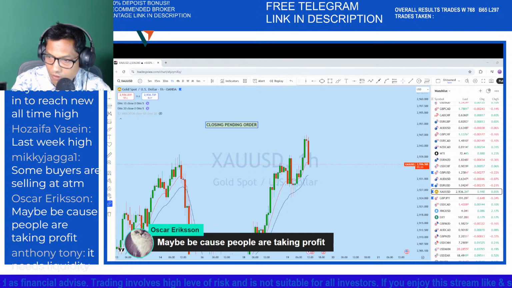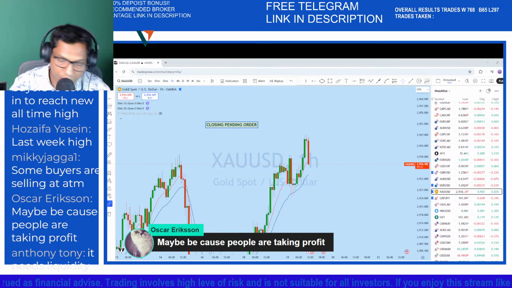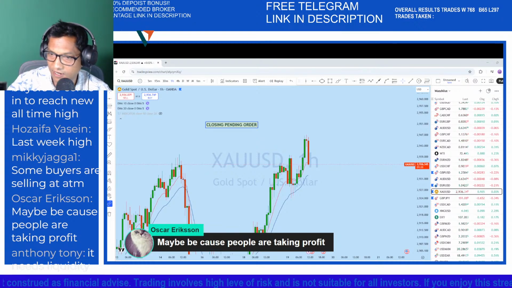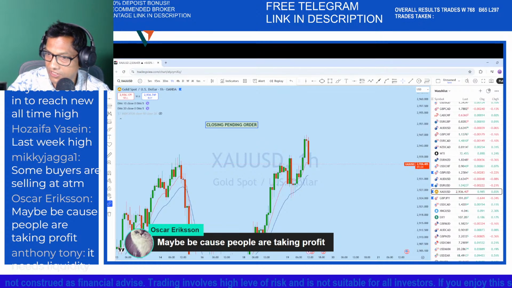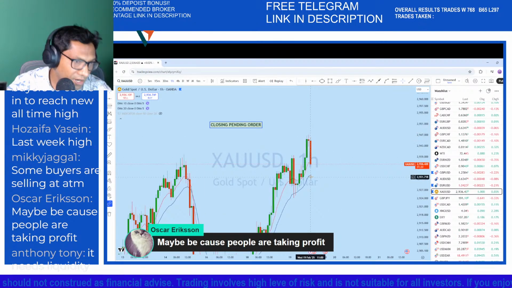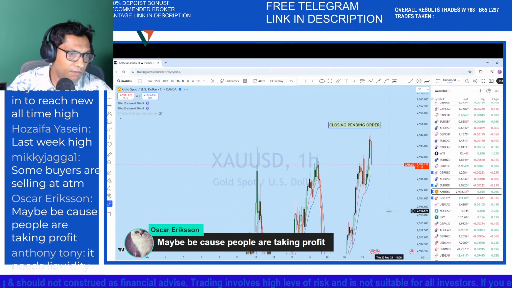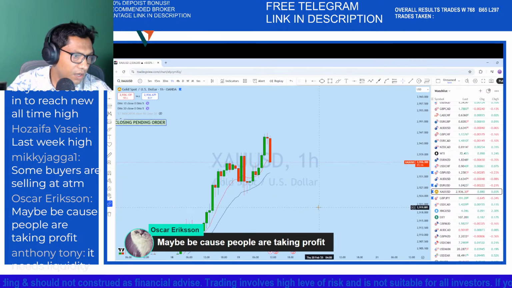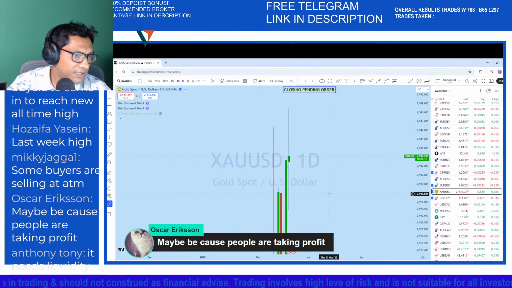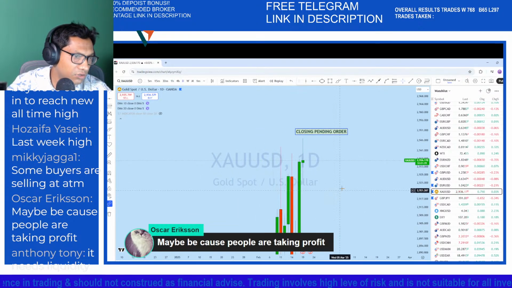closing the pending order, and we will be re-entering once we see that opportunity. And because this is a complete breakdown, we may see a bounce here again once the market has come well below.